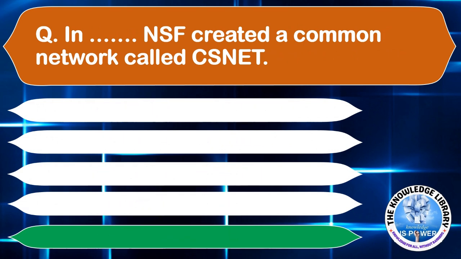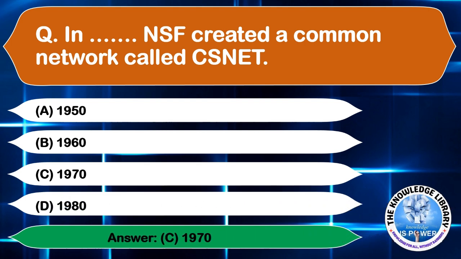The next question is, in dash NSF created a common network called CSNET. Option A, 1950, option B, 1960, option C, 1970, option D, 1980. The correct answer is option C, 1970.